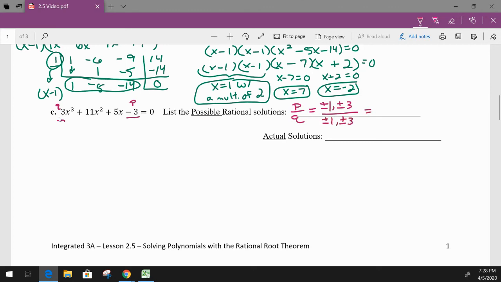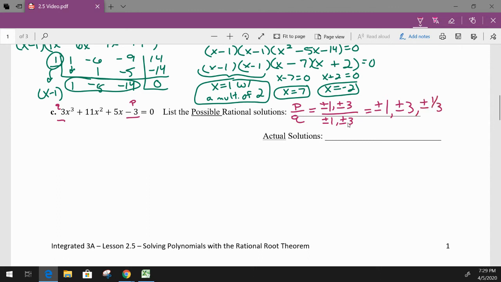Okay, now here's where it gets interesting. If we divide the positive or negative 1 by positive or negative 1, that will just equal positive or negative 1. If you divide positive or negative 3 by positive or negative 1, it will simplify again to positive or negative 3. Here is where we get our next answers, or possible rational roots. So if we were to divide the 1 by the 3, that would give us a positive or negative 1/3.